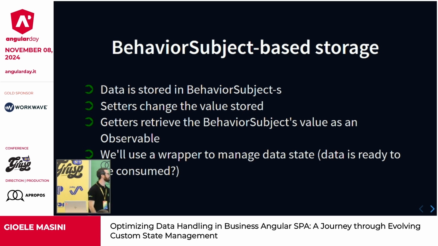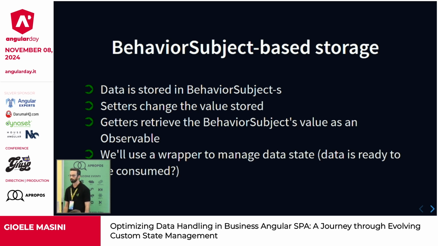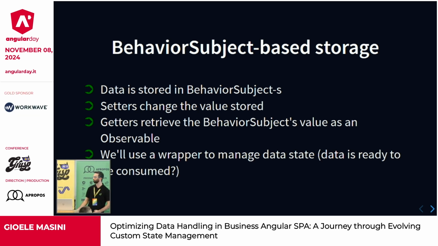Our first implementation of our storage was based on RxJS. In this case, our data is registered in our behavior subjects, and we have simple setters, and our getters retrieve the behavior subjects in a read-only way. We will also use a wrapper object because this way we are able to know the state of the data, if it's loaded or not. And also, if necessary, we can still handle error messages of our backend.